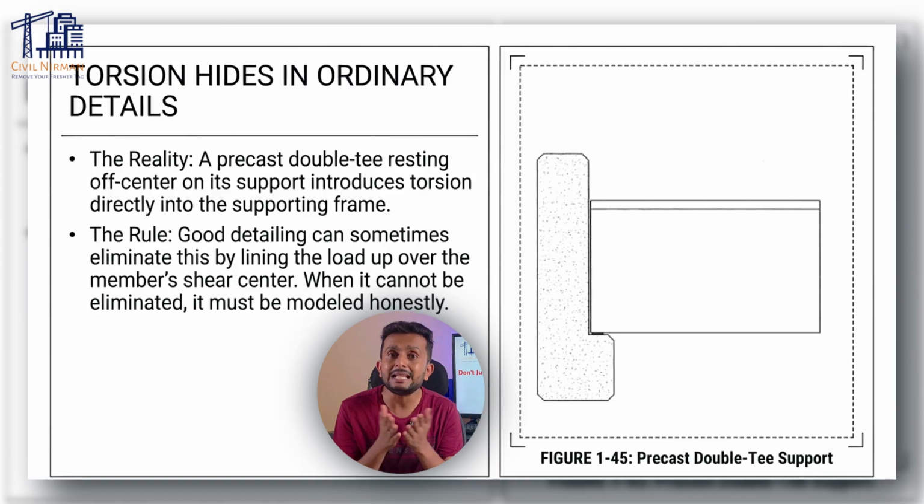Four completely everyday details, right? Every single one of them introduces torsion in the supporting member. Good detailing can sometimes eliminate this entirely by lining the load up over the member's shear center. When it cannot be eliminated, it has to be modeled honestly.